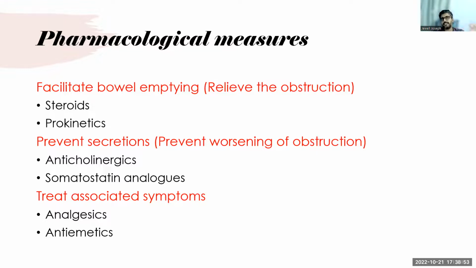When you give prokinetics in a patient with an obstruction, always be watchful about increase in colicky pain. If you give a prokinetic to a patient with an obstruction and she or he has increased colicky pain, it is a danger sign, so we have to stop prokinetics. If the initial facilitation of bowel emptying is not successful, the next step is to prevent worsening of obstruction, to prevent secretion. So we can use anticholinergics or somatostatin analogs like octreotide in this patient. For associated symptoms, we can give analgesics and antiemetics. The only thing to consider is, in a patient with bowel obstruction, oral opioids are contraindicated because they may worsen obstruction by inhibiting the peristalsis.